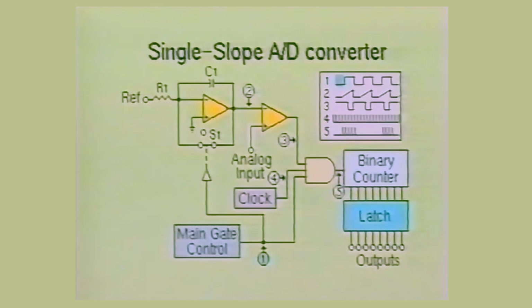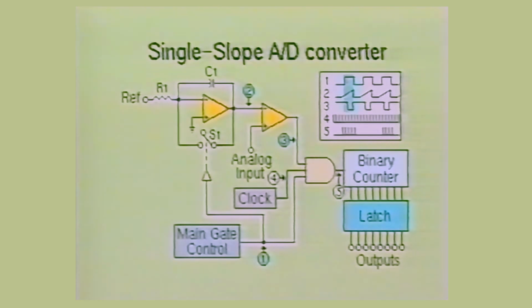When the output of the main gate control circuit is low, switch 1 will remain closed. This results in the ramp voltage remaining at 0. The frequency of this circuit will determine the desired sampling rate time. When the output of the main gate control circuit goes high, switch S1 opens, and as a result, the ramp voltage will begin to rise in a linear manner.